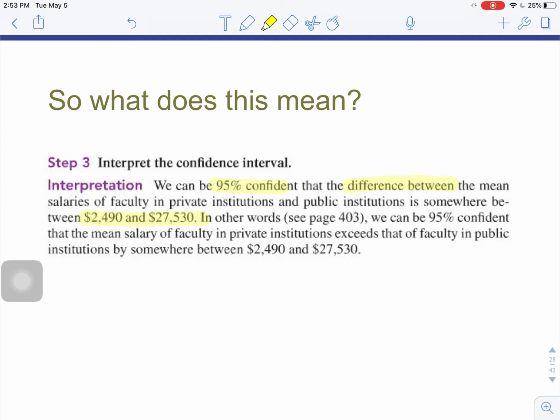So it would be roughly between $2,490 and $27,530. So we can be 95% confident that the mean salary of private institutions exceeds that of public institutions by somewhere between those values.